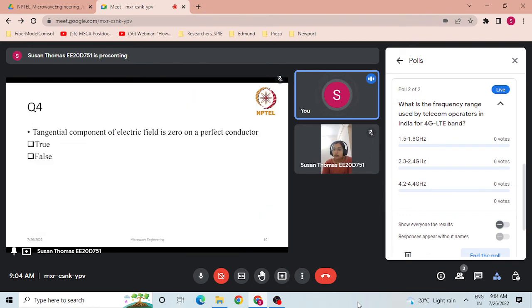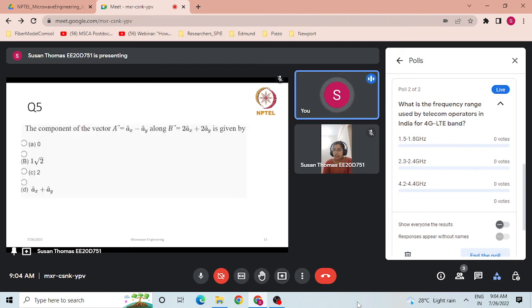The tangential component of electric field is 0 on a perfect conductor. As we have seen in the boundary conditions when we learned electromagnetic theory, we have seen the tangential component. Say we have a perfect electric conductor. So the tangential electric field component ET is equal to 0. So this statement is true. So let me move to the next question.